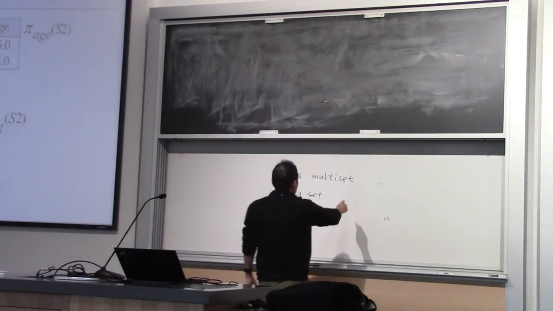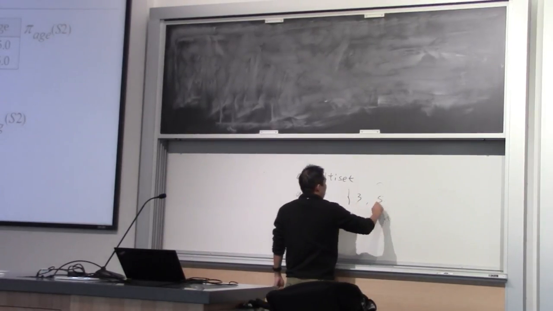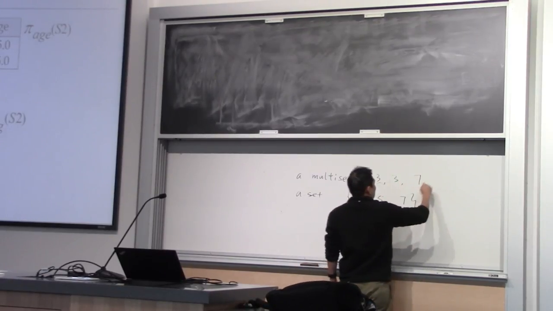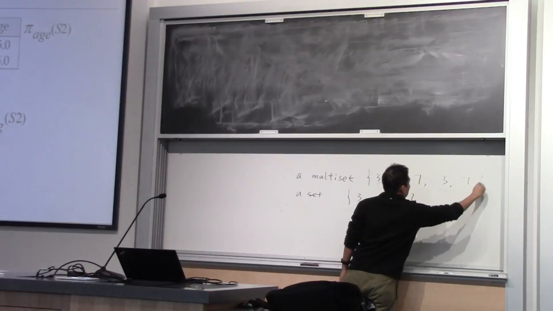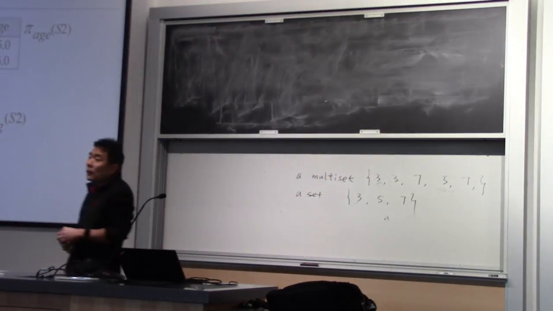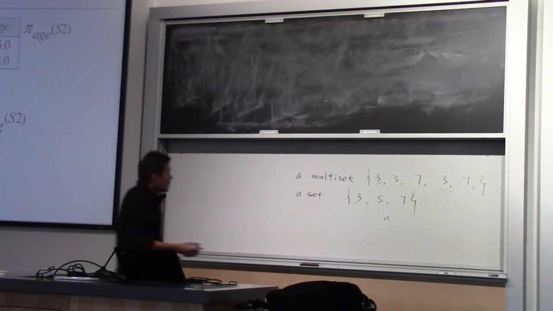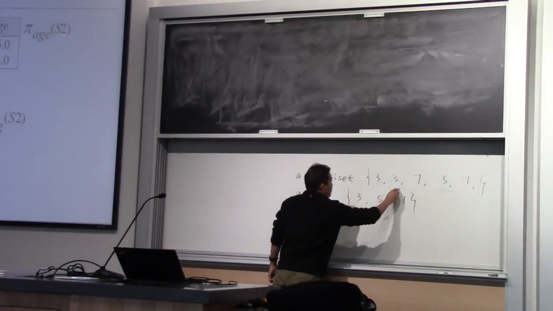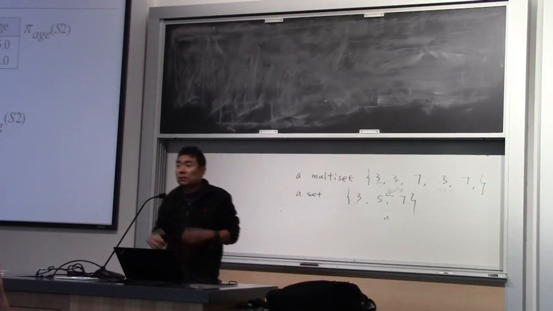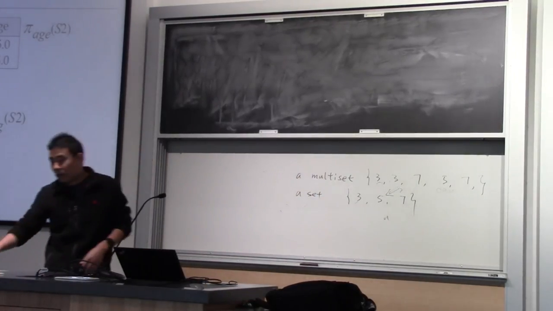So this is a set. This is a multiset. Okay, that's the difference, okay? So duplicate elimination is essentially to go from here to here. How do you do that? Okay, that's what we're trying to do. Go ahead, you have some suggestion?